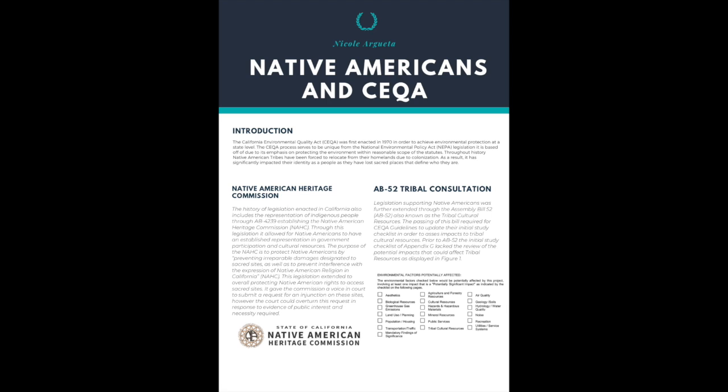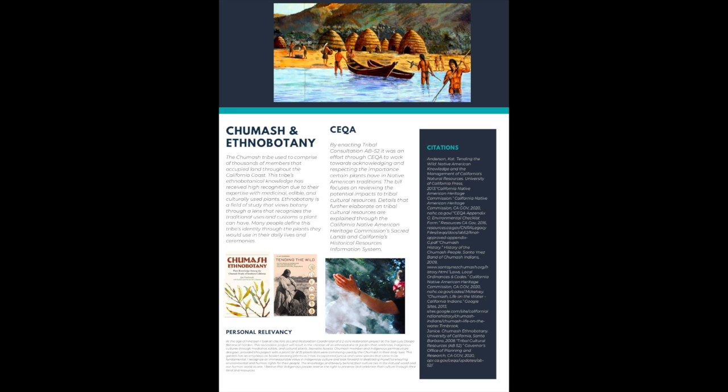The bill focuses on reviewing the potential impacts to tribal cultural resources, and the details on the tribal cultural resources, or what defines that, are further explained in the California Native American Heritage Commission's Sacred Lands document and California Historical Resources Information System. Now I want to talk about the Chumash and ethnobotany because I want to provide a specific example of a Native American tribe that put great importance on tribal cultural resources.